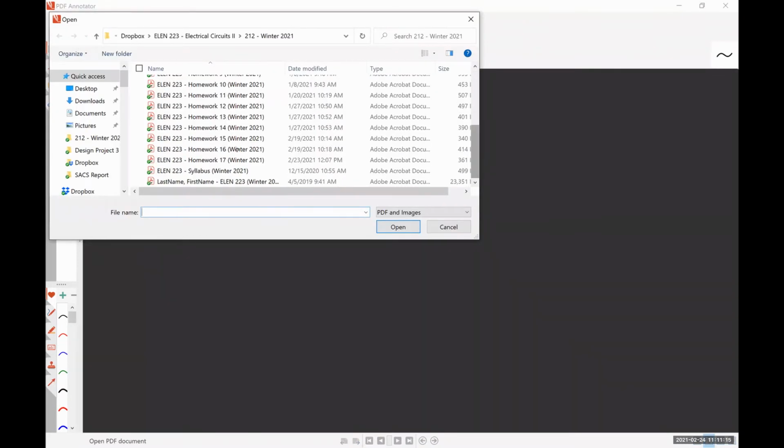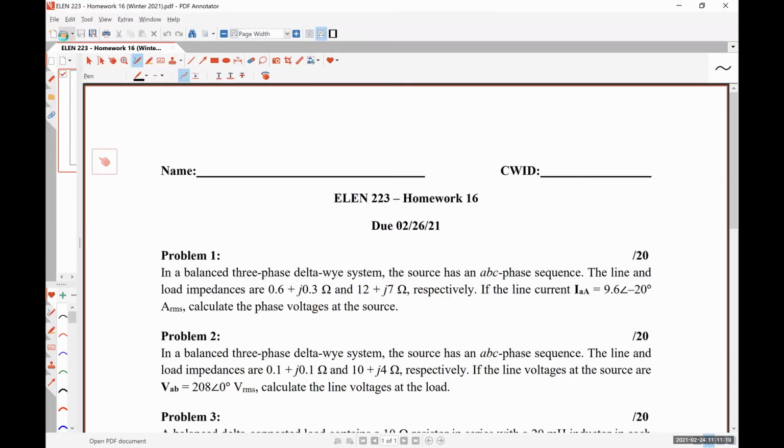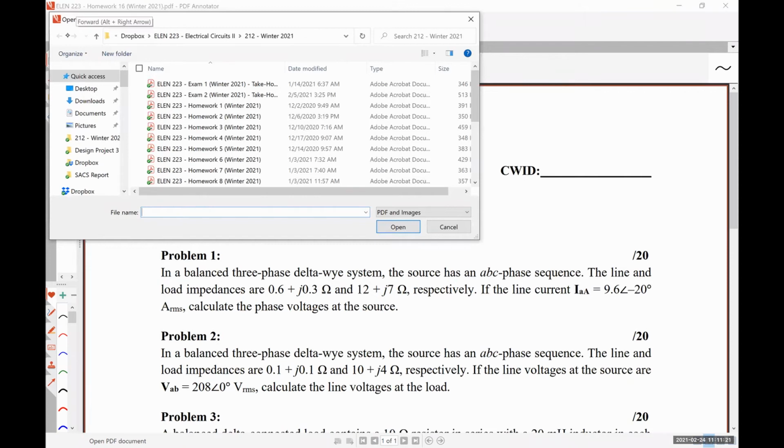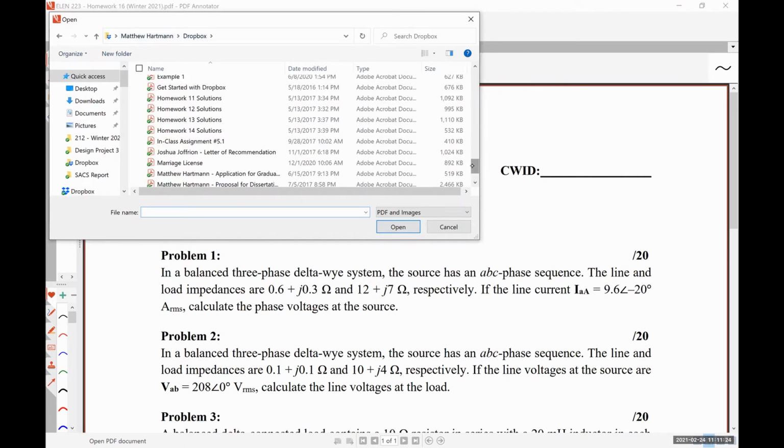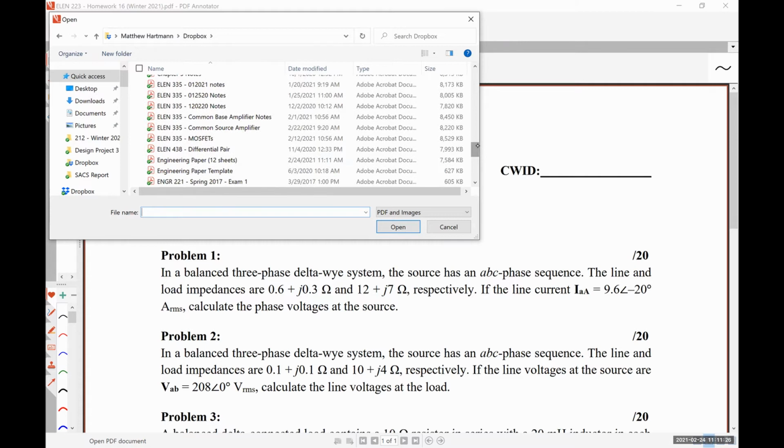So we were looking at homework 16. Is that correct? 16? And what file did we have open? Yeah.